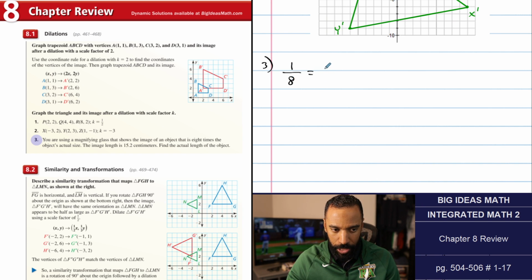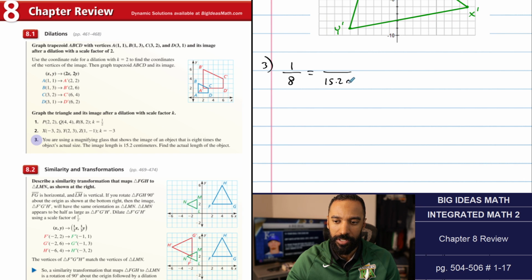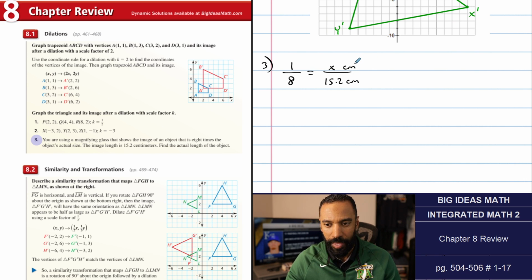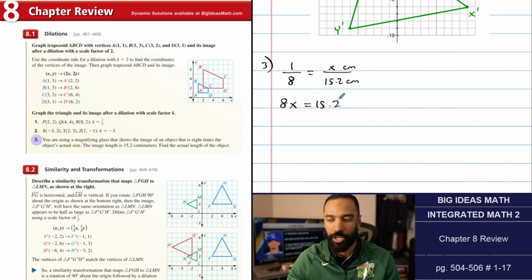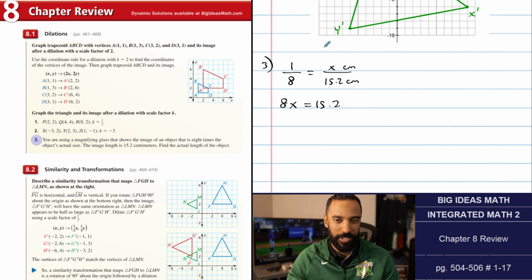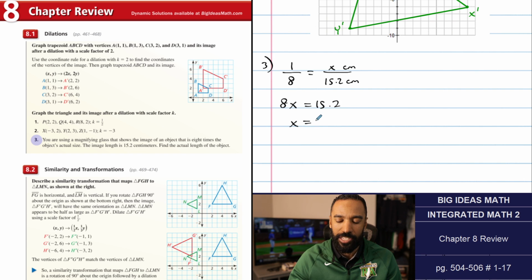The image length after using the magnifying glass is 15.2 centimeters. We need to find the original actual length of the object here. So there's the 1 to 8. Now when I cross multiply, I get 8x equals 15.2. This is the equation I was going to write, but I think it makes more sense to see it that way. And divide by 8, you get x equals something.